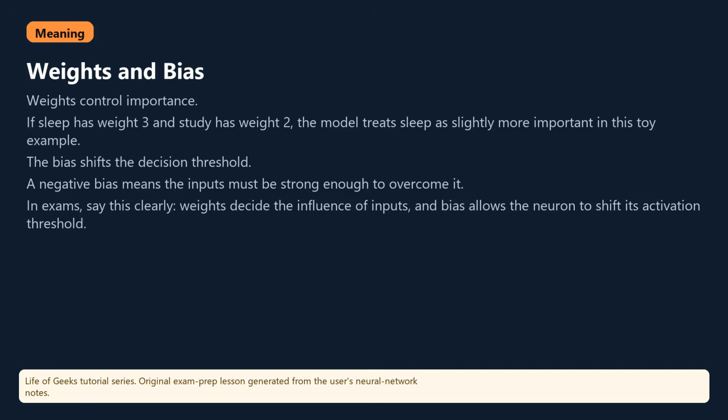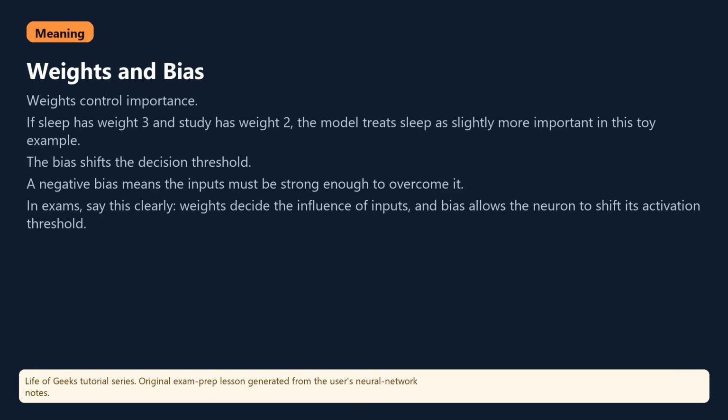Weights and bias are not just symbols. They have meaning. A weight controls how strongly an input affects the output. A positive weight pushes the score upward when the input increases. A negative weight pushes the score downward when the input increases. A larger absolute weight means stronger influence.